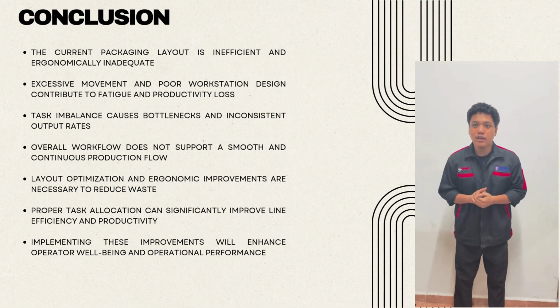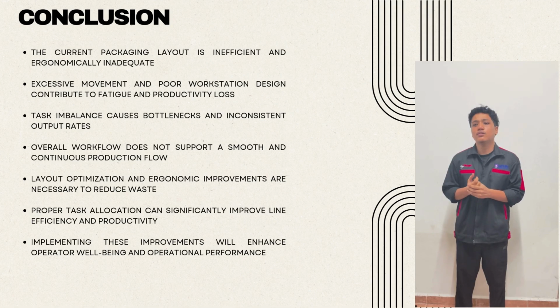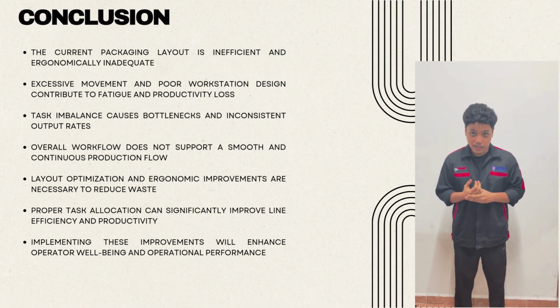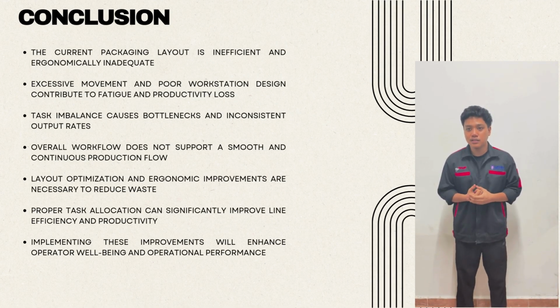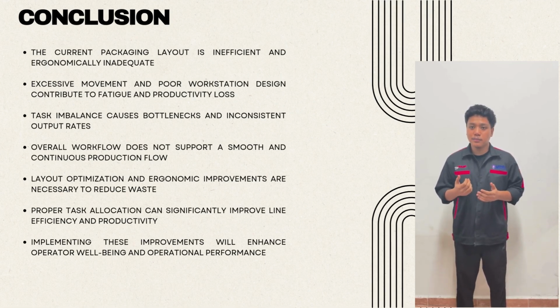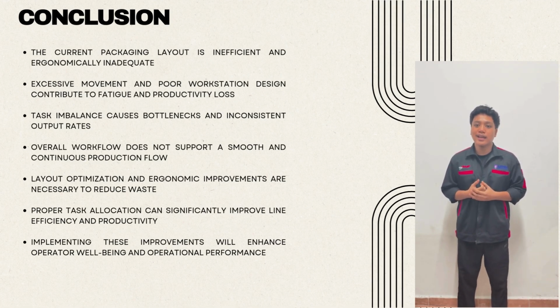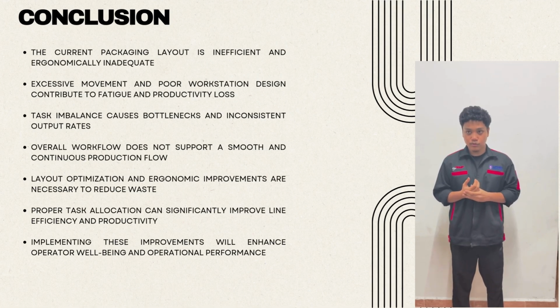To conclude, the current packaging layout is not efficient and does not meet ergonomic requirements. Excessive movement, poor workstation design, and unbalanced task allocation are the main factors reducing productivity. By improving the layout, applying ergonomic principles, and balancing the workload, movement waste can be reduced and line efficiency can be improved. Overall, the improvement will not only increase productivity but also improve operator comfort and safety in the packaging department.